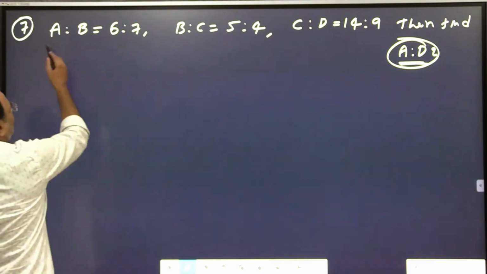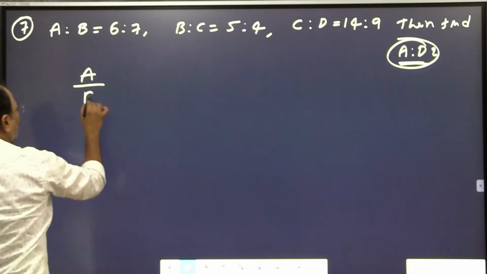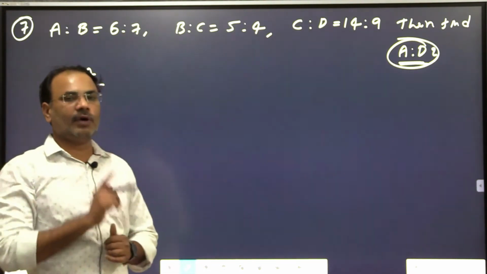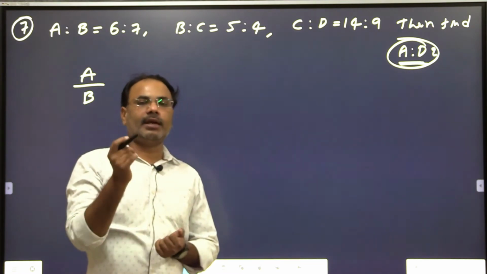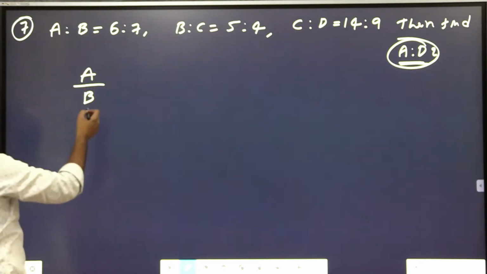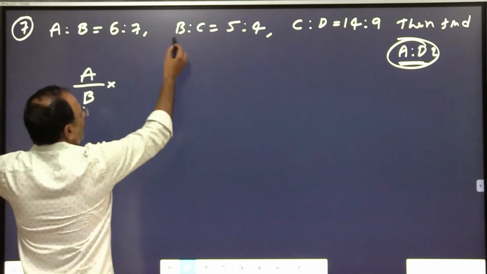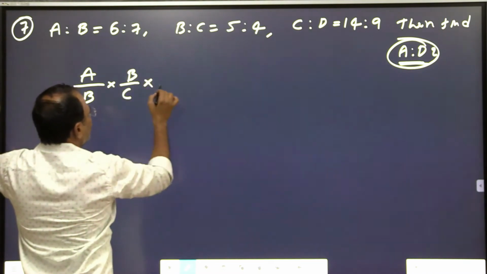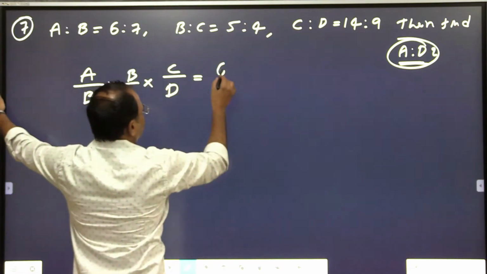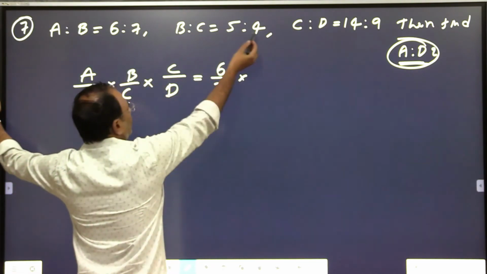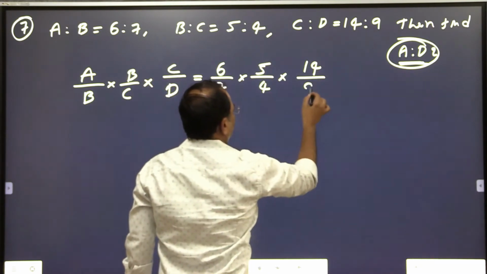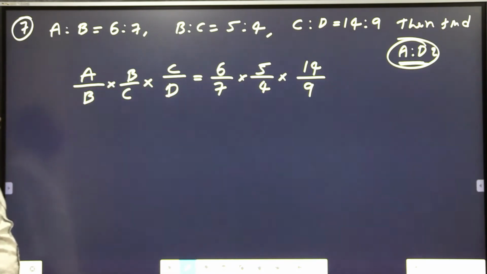So you know very well, A is to B can be written as what, A by B. In the notes, in the starting class of ratio and proportion, in the first class, we did write this as the first point: A is to B can be written as A by B, and A by B can be written as A is to B. So I did write A is to B as A by B, and multiply all the ratios. B is to C can be written as B by C, C is to D can be written as C by D. Then what is A by B? A by B is nothing but 6 by 7, B by C is nothing but 5 by 4, and C by D is nothing but 14 by 9. 6 by 7 into 5 by 4 into 14 by 9.